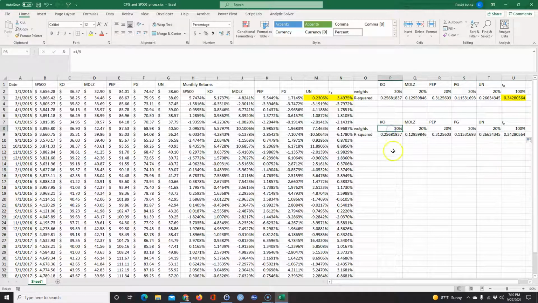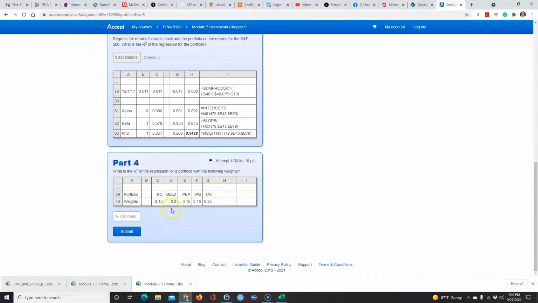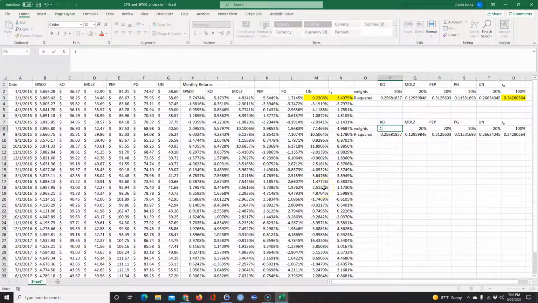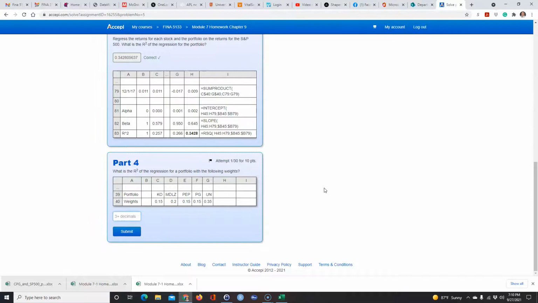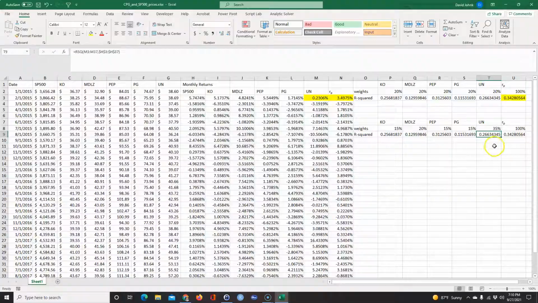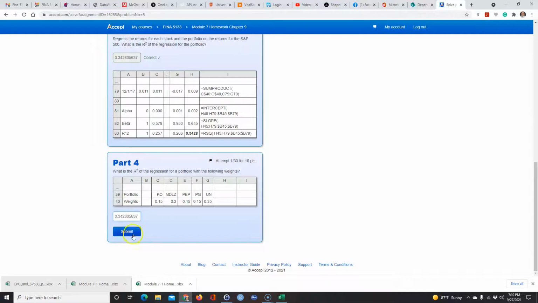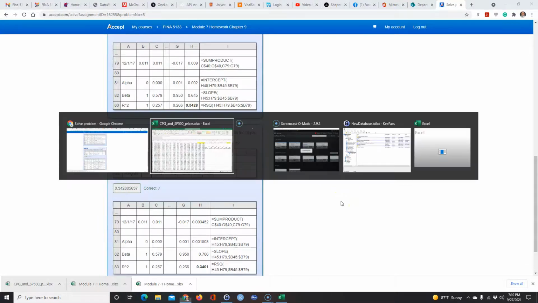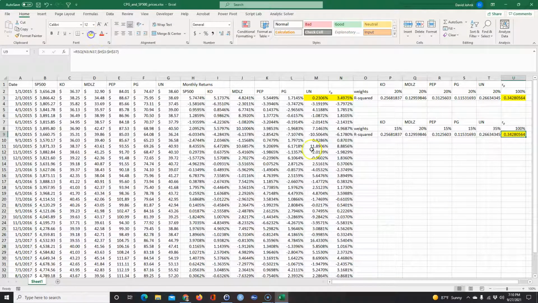But now we're going to change the weights. So the weights are 0.15, 0.2, 0.15, 0.15, and 0.35. So I'm going to go 0.15, 0.2, 0.15, 0.15, and 0.35. So now they want to know the R squared of the regression of the portfolio. It's going to be this one right here. So I can copy and paste it in here. Check. And that's the answer. Okay. So that's pretty easy.